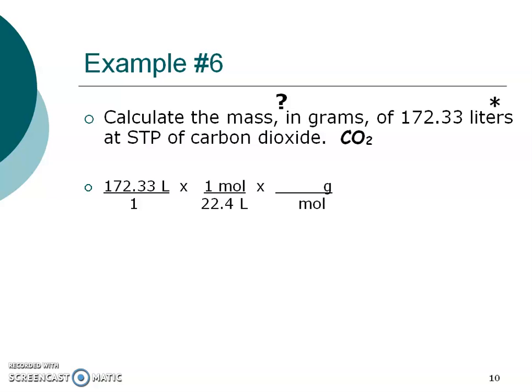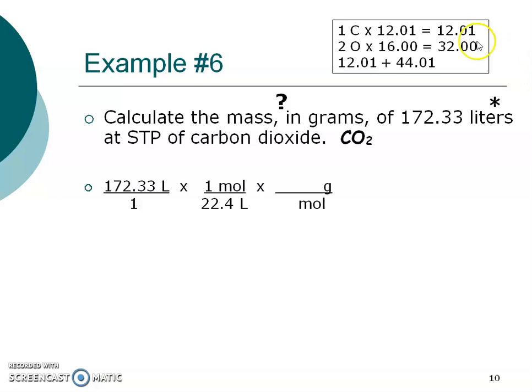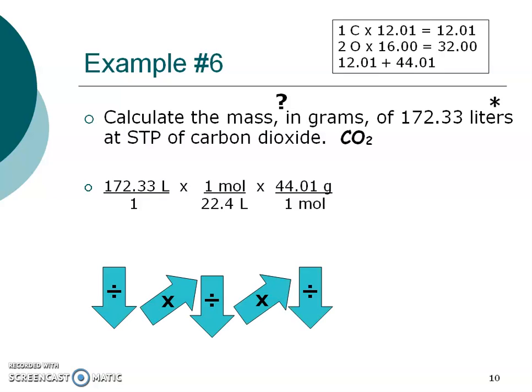Hopefully you paused, you came up with 1 carbon and 2 oxygens, adding those together to get 44.01. So again, the 1 is now going to go with the mole and the 44.01 goes with the grams. Yep, you guessed it, the mathematics. Divide, multiply, divide, multiply, divide, and equals. So pause the video, see if you can do the mathematics and get the correct answer. Hopefully you paused, you plugged and chugged, and you got 338.58 grams of carbon dioxide.